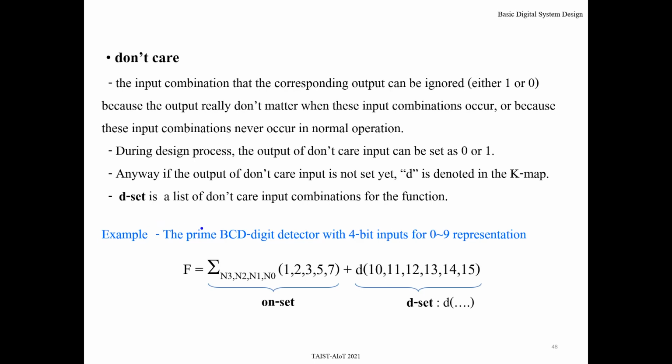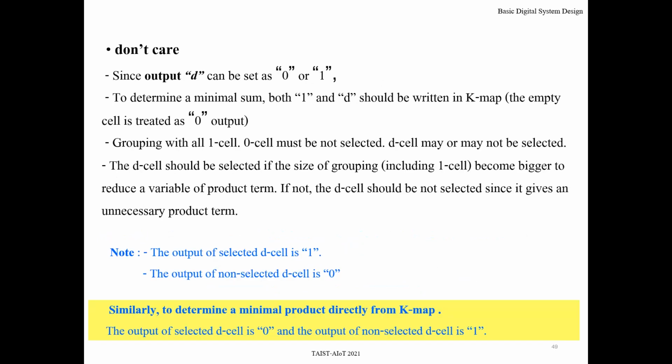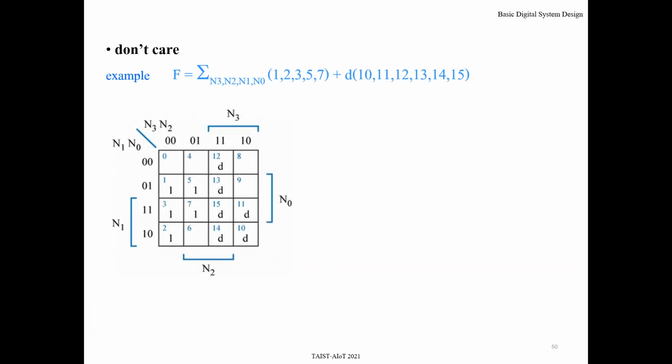What happens if your function has don't care? For example, for the on-set, namely if your input value is 1, 2, 3, 5, 7, your function must be 1. But for the don't care set, 10 to 15, the output may be 0 or 1, both are okay. And if your input is 0, 4, 6, 8, 9, not in the on-set and not in the don't care set, the output of the function must be 0. Okay, so in the case of don't care, to minimize the function using a K-map, you can do it by this process.